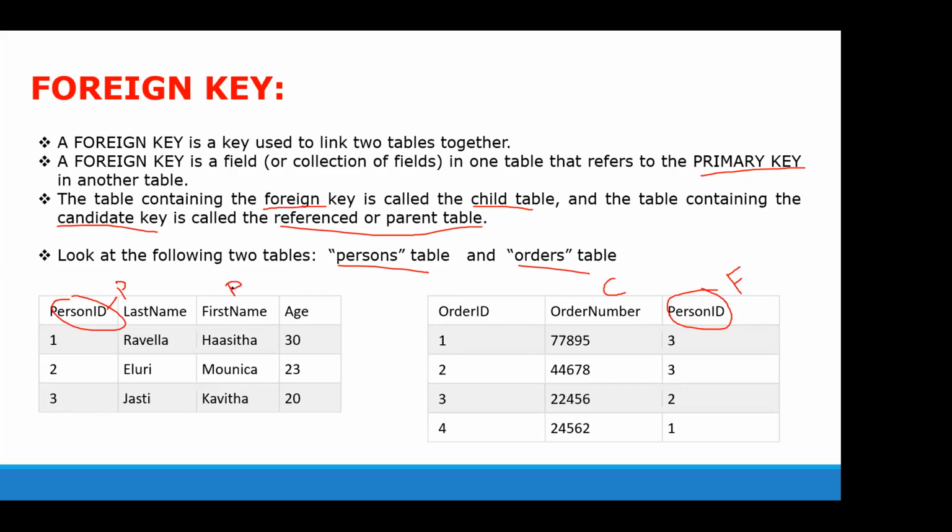Okay, so that means we are relating this table, or we are giving a reference that person ID is used to contact the persons table. This is called a referential integrity constraint, or we can say it is a foreign key constraint.